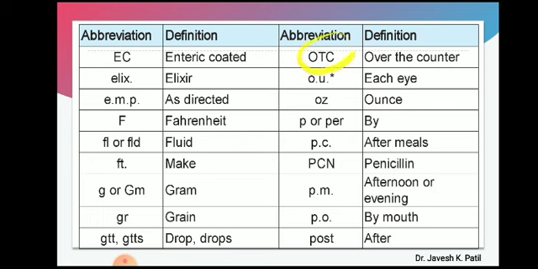This is also popular, over the counter, OTC. Then for eyes, each eye, OD, and for ear, each ear, AU. Here for eyes, OU. Then ons, this is also known to us. Then p or per, it is by.